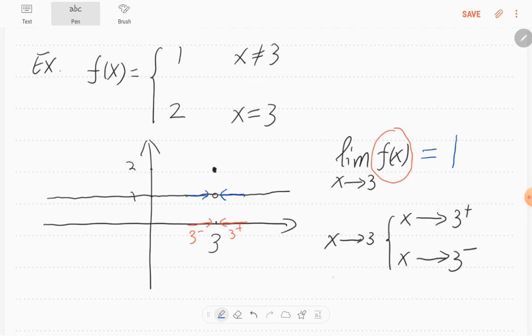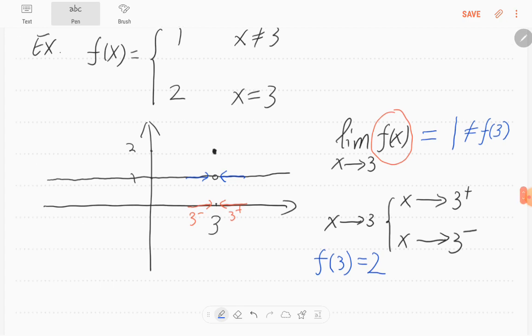And here we also notice that for this function f, when x equals 3, it's equal to 2. So you see from this example that the limit when x approaches 3 for this function f is not equal to the f value at x equals 3. So this example also shows the limit is all about the tendency, not the exact values of these functions.